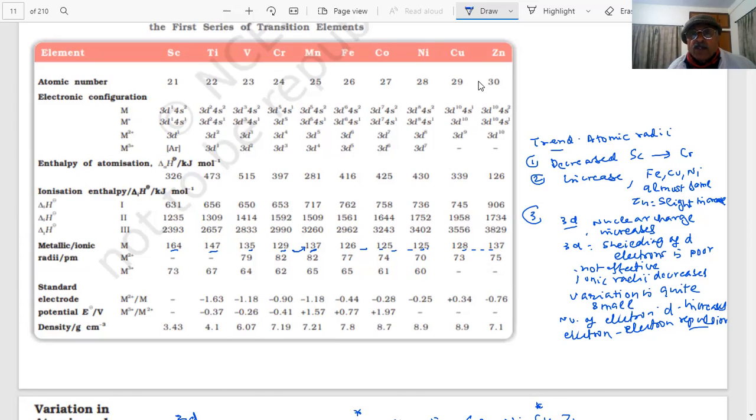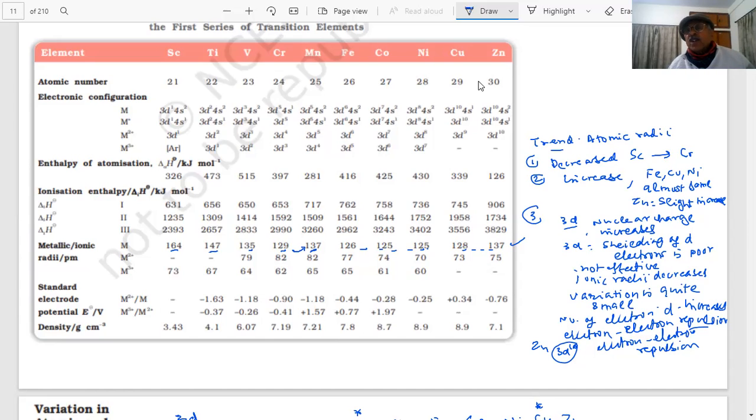As a result of this, what we find in these cases is that the two are balanced. The attractive force of the nucleus as well as the electron repulsions are almost balanced, so they have almost the same size. And in the case of zinc, which is 3d10, you can see the electron repulsion becomes very strong. This repulsion becomes more, students, and therefore there is a slight increase in the size. There is an increase in the size, as you can see. Do you see that? 120, 137 picometer.